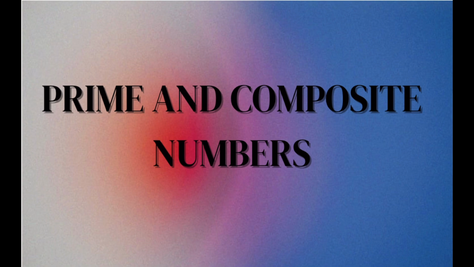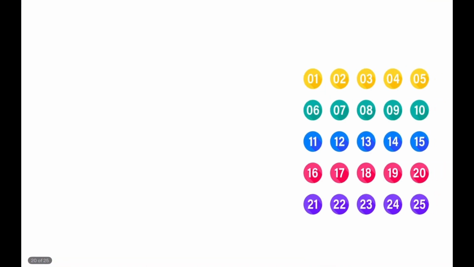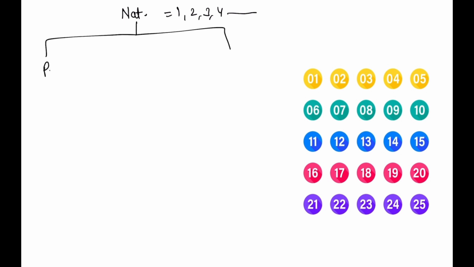Let's break them down. We know natural numbers are 1, 2, 3, 4 and so on. We divide natural numbers into two parts, prime numbers and composite numbers. So what are prime numbers? A prime number is a number that has only two factors, 1 and itself.